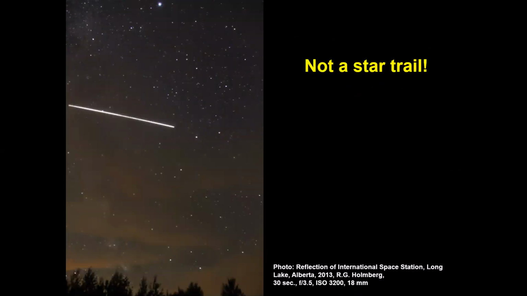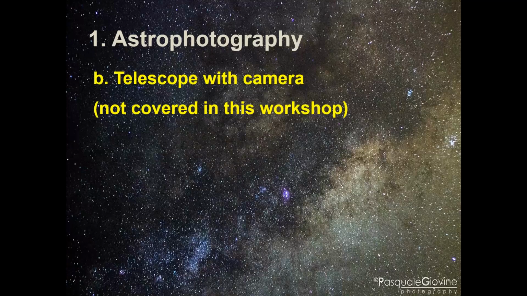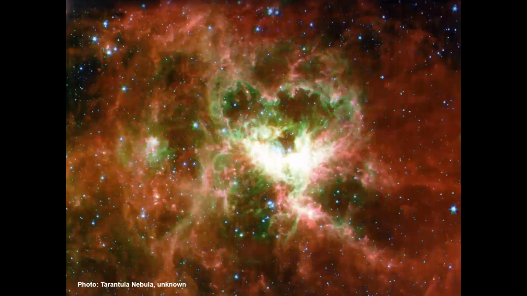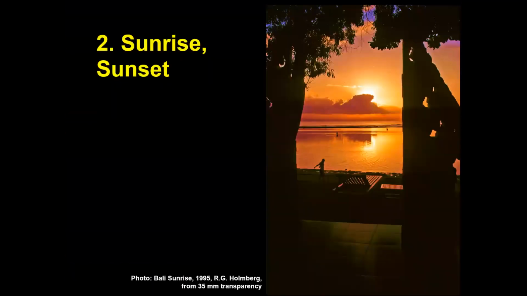And this image is not a star trail. This is actually the International Space Station. So if you get an image of the night sky with a single line, that's some kind of satellite or a meteor. Now, we don't talk about astrophotography with a telescope in this particular workshop, but I'm going to give you a couple of images here to give you an idea of the things that you can take. A nebula, a galaxy.